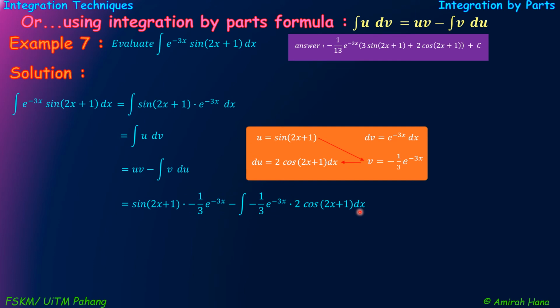Right? And from here, we simplify and rearrange. So we get negative 1 over 3 e to the power of negative 3x, we put it in front, and then sine 2x plus 1. Negative times negative equals positive, and 1 over 3 times 2 equals 2 over 3. We can move out the constant 2 over 3. And then we still have the integration sign: e to the power of negative 3x cos 2x plus 1 dx. Right?